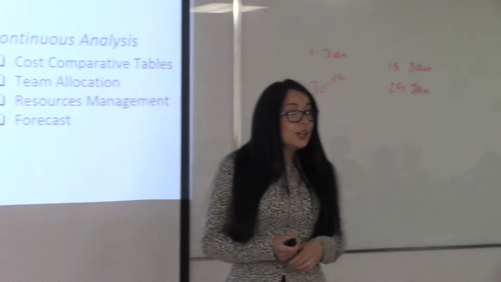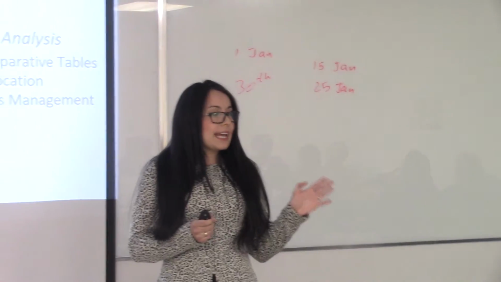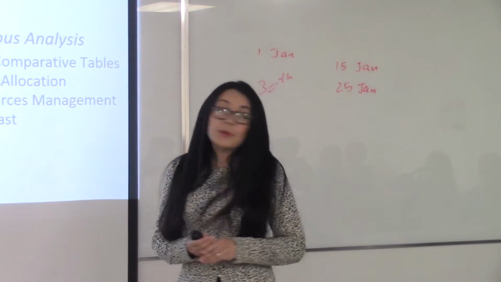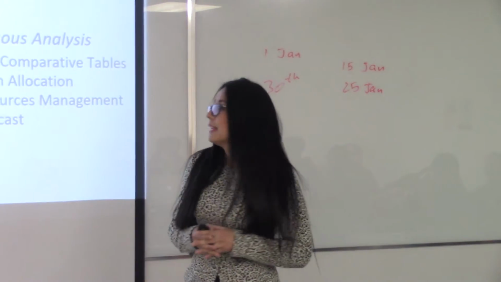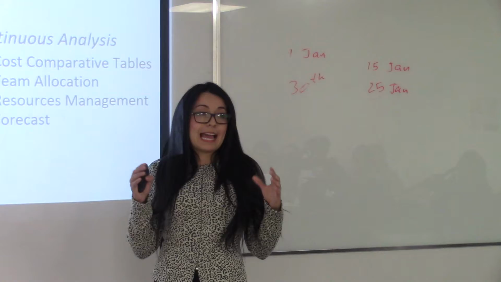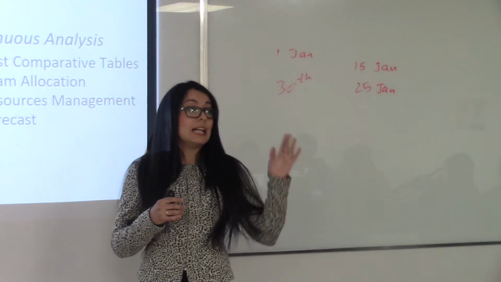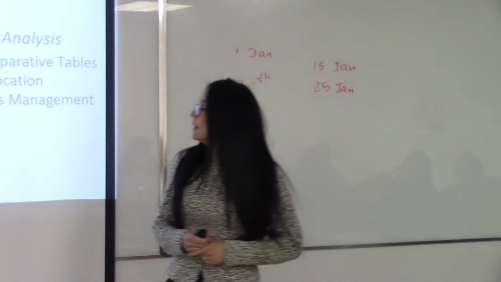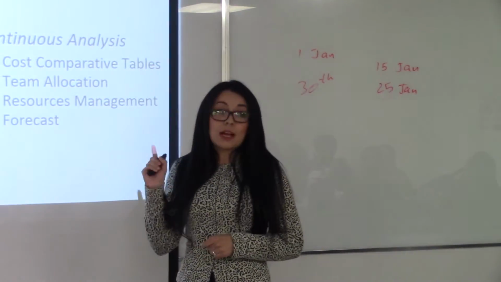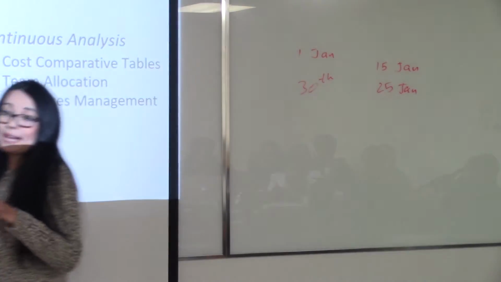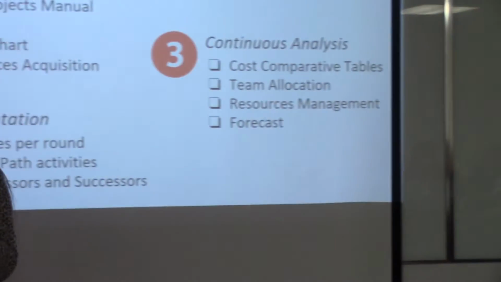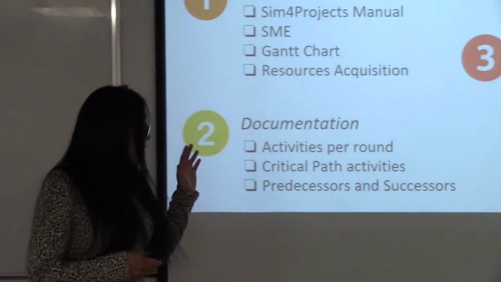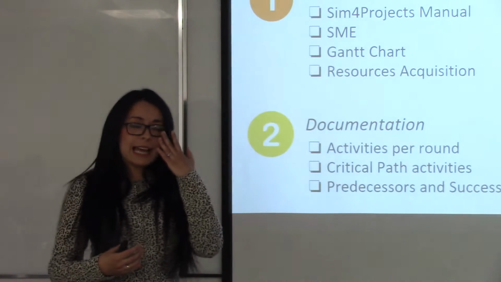Gantt chart. We checked the Gantt chart since the beginning, since round number 1, because if you realize, in the Sim for Projects website, the activities were organized alphabetically, so we needed a chronological vision from the Gantt chart. And finally, resource acquisition. We planned acquisitions of all the resources since round number 1. Of course, this acquisition changed over time.